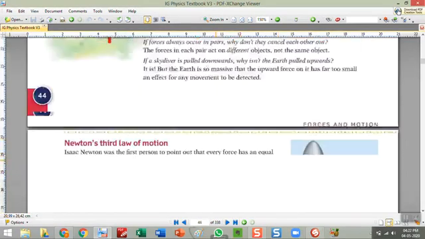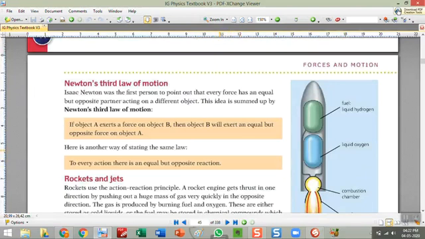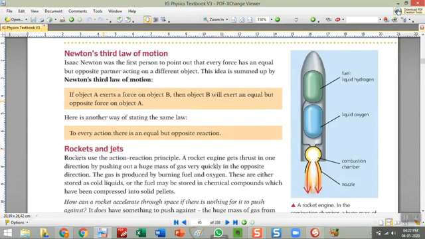If we look further, Newton's third law of motion says if object A exerts a force on object B, then object B will exert an equal but opposite force on object A.